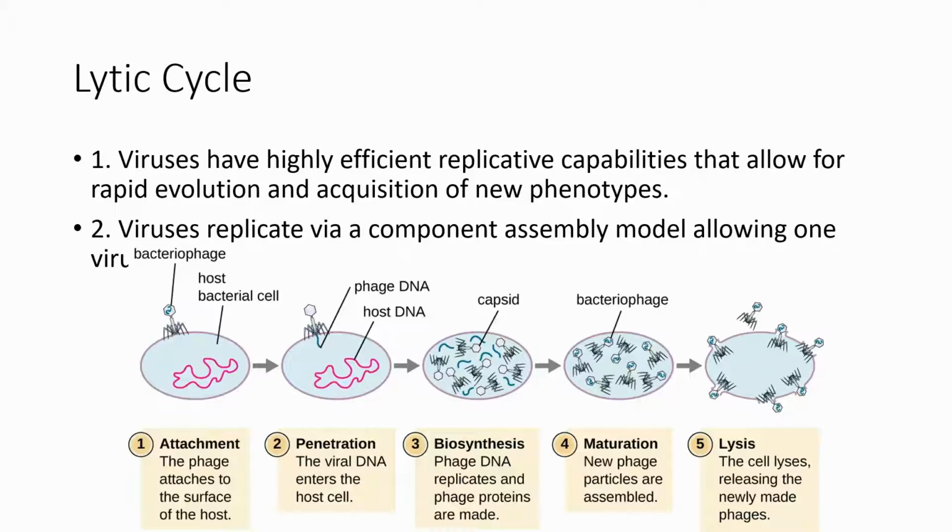Once that's done, then these things will be assembled by the cell's own machinery and used to make new viruses, which a lot of times will lyse or pop the cell on their way out. They can either bubble out, so you have constant production of viruses, or you can have them just completely destroy the cell and explode outward.